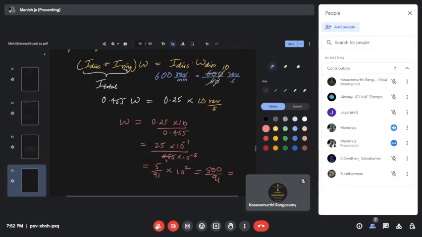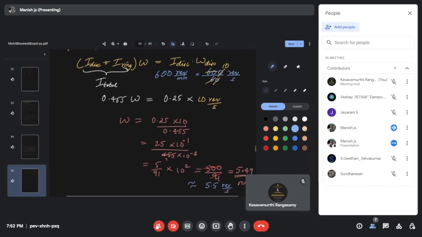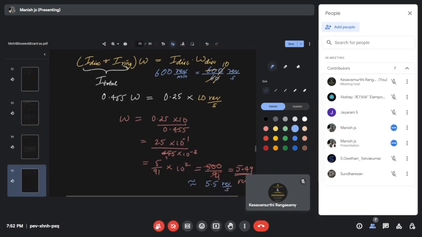How much are you getting? You'll get something 5 point something. 5.49. Yeah, 5.49. Okay, revolutions per second. That's it. So 5.49, that's the value that you are getting. If you approximate it, can we write this as 5.5? No harm, same thing, right? So when you go for an approximation, it is approximately 5.5 revolutions per second.